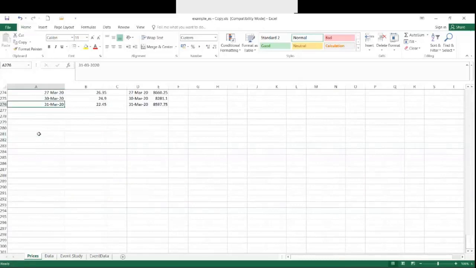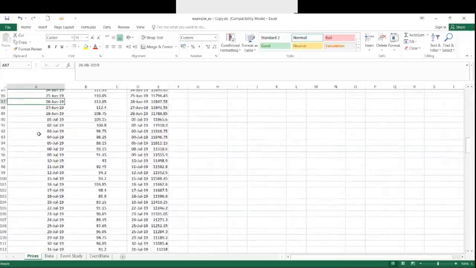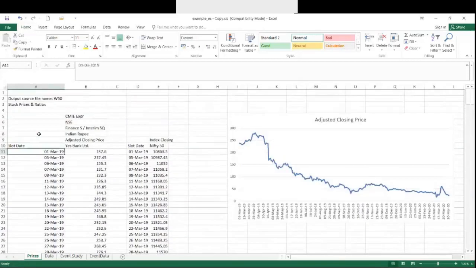So I have downloaded the stock prices for Yes Bank. That is indicated in column B, and these are all adjusted closing prices. Okay, so usually in finance we take the adjusted closing price, which is adjusted for all the dividend payments or stock splits, whatever it is. So the price is already adjusted for that.